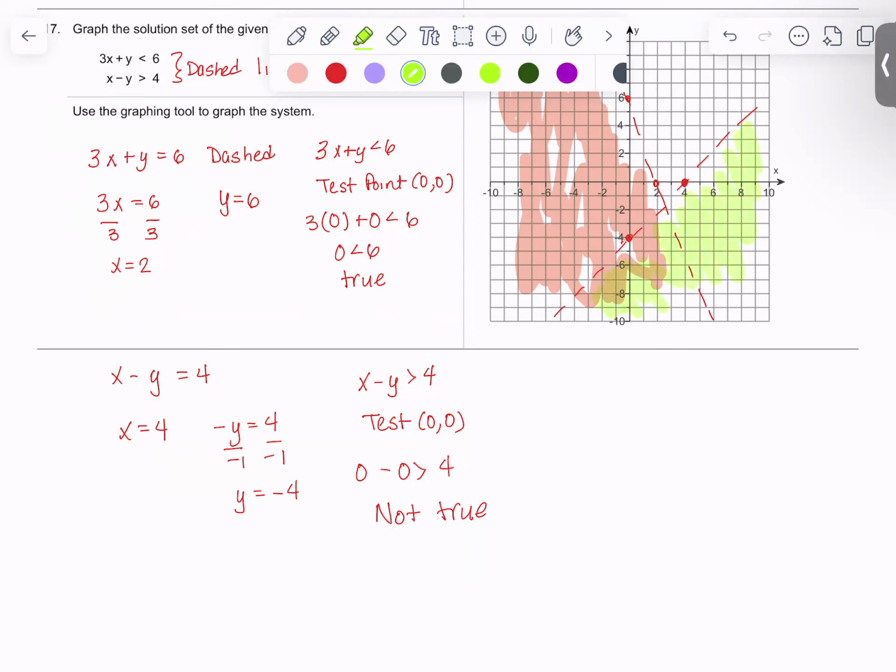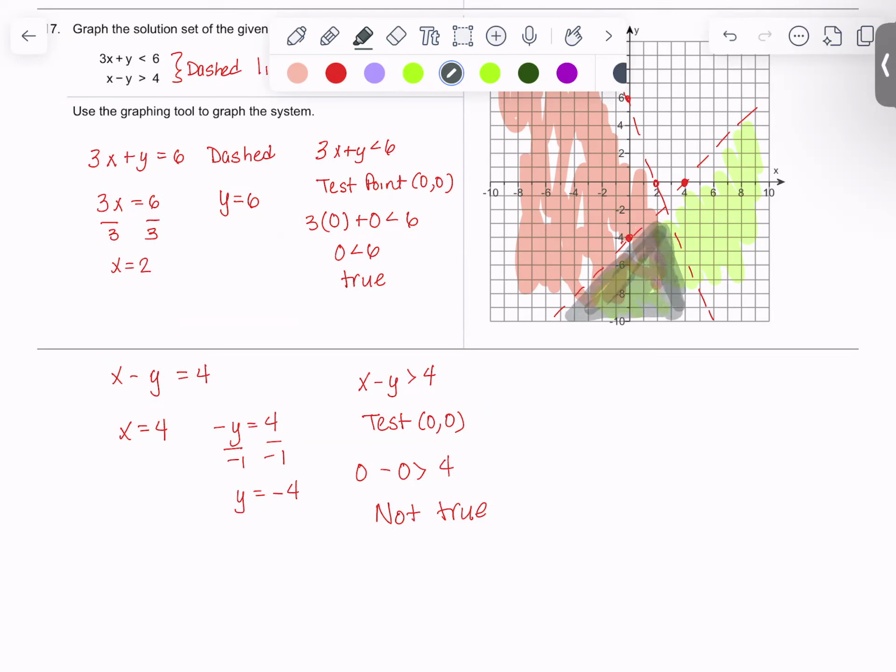So where do those two shaded regions overlap? They overlap in here, right here. So I am going to shade that region using my bucket tool. Taking my bucket tool in my lab math, I would click in that area right there, and my lab math would shade that area for me.